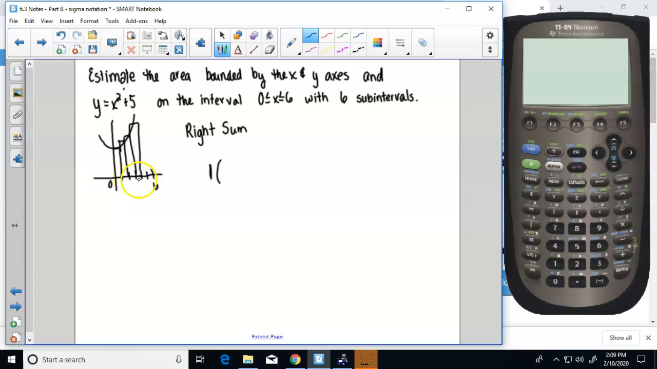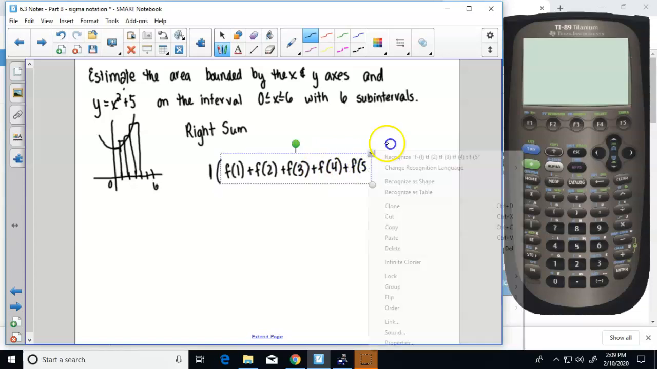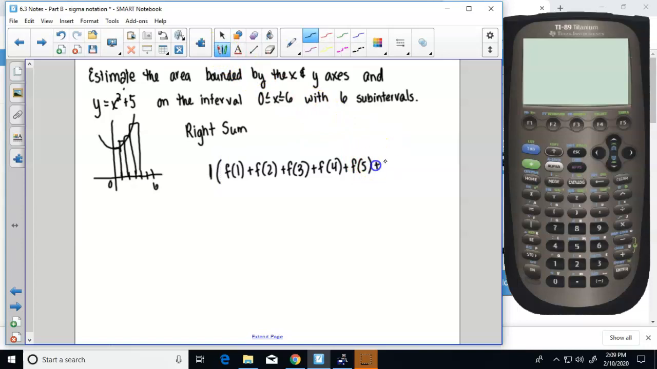We would use 1, 2, 3, 4, 5, and 6. So we would be finding f of 1 plus f of 2 plus f of 3 plus f of 4 plus f of 5 plus f of 6. And so we did that in our calculators already whenever we were doing our Riemann sums. And we just put y equals, we just put our equation in. We did y1 of 1, y1 of 2, y1 of 3, and so on, and added all those together.